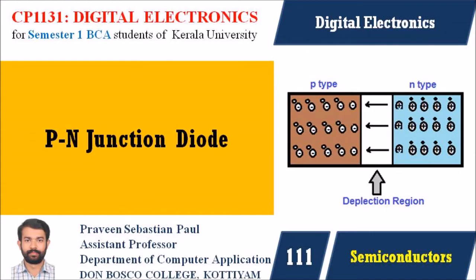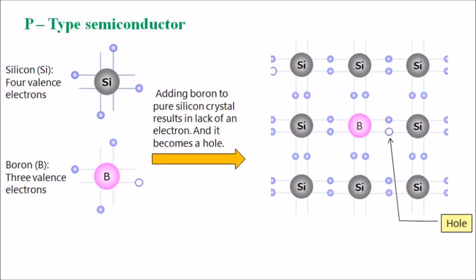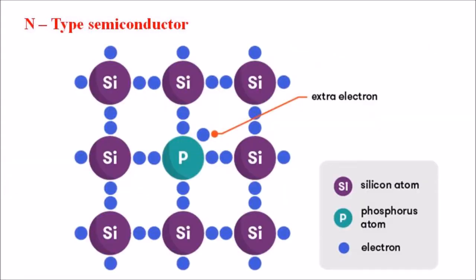In this lecture, we are considering a PN junction diode. A p-type semiconductor can be fabricated by doping a small amount of trivalent atoms into a tetravalent material like silicon or germanium. Similarly, an n-type semiconductor can be fabricated by doping a small amount of pentavalent atoms into silicon or germanium.